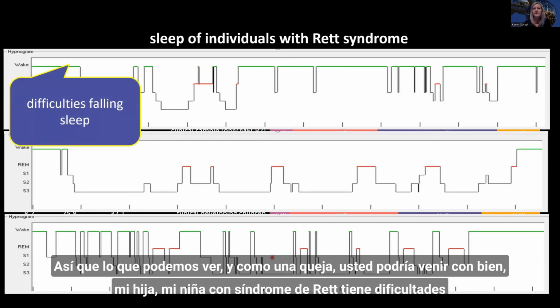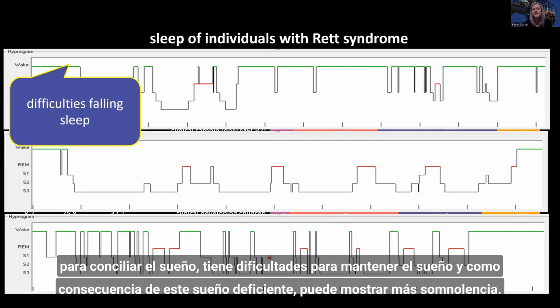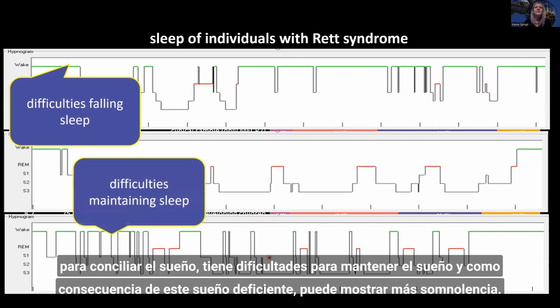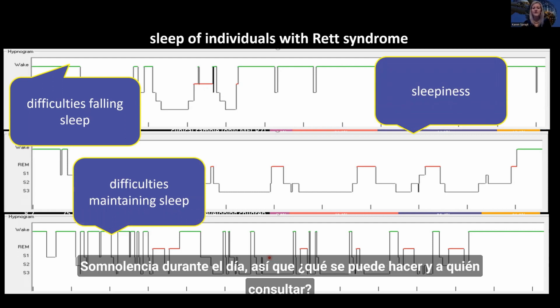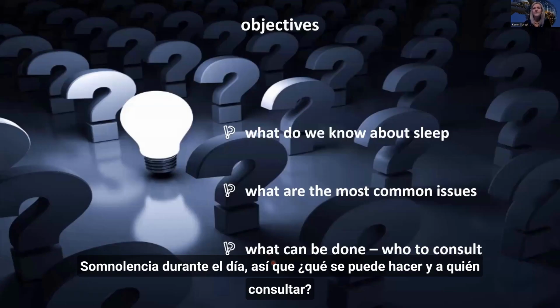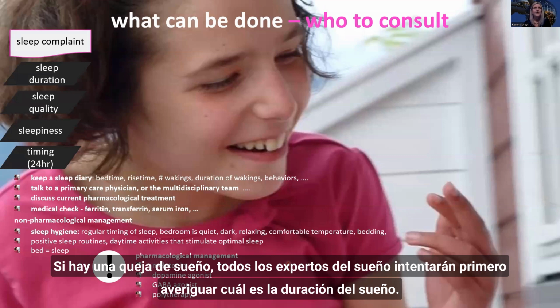So what we can see, and as a complaint you might come with, is: my girl with Rett syndrome has difficulties falling asleep, has difficulties maintaining sleep, and as a consequence of this poor sleep, may show more sleepiness, somnolence during the daytime. So what can be done and who to consult?